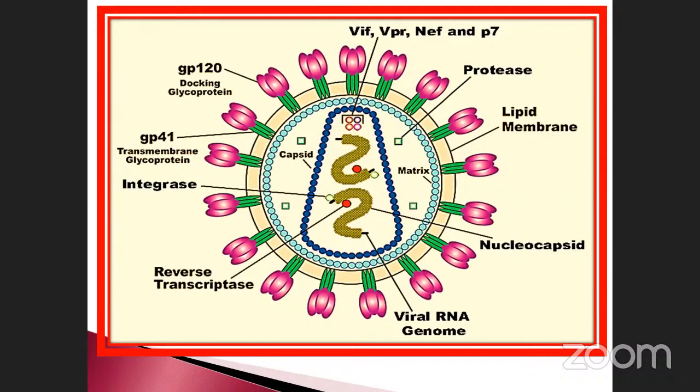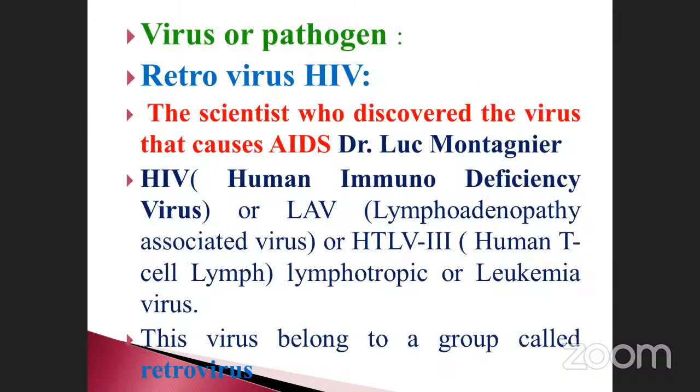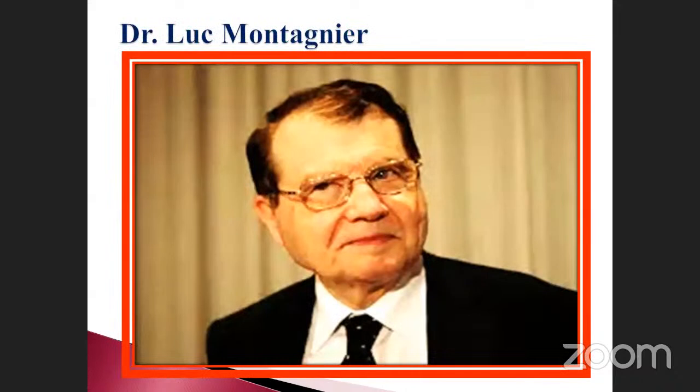Retrovirus. Similar to that, many viruses are also present in it. What are they? LAV, HTLV-3, and leukemia viruses. All have similar structures, so they are known as retroviruses. Are you clear now? Very clear, Ajay? Yes, sir. Okay.